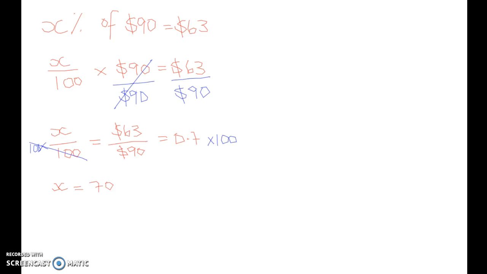And you can make sure that you got that right. You can check that one by plugging it back into the original equation up here. So 70% or 0.7 times 90 equals 63. And that is true and correct. So that's the second type of percentage problem that you'll come across with the percent as the unknown.